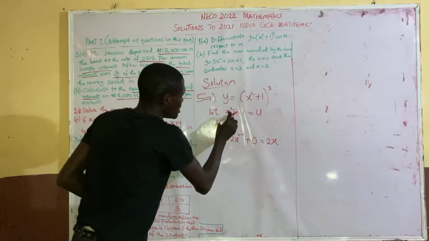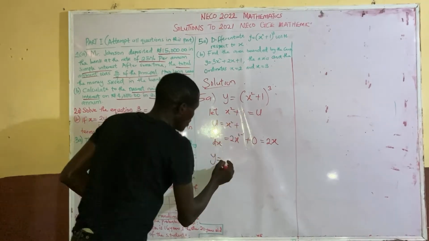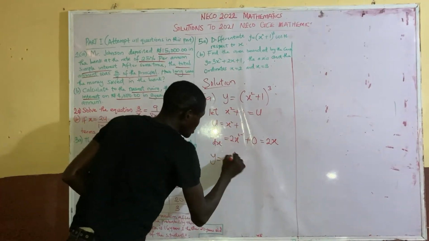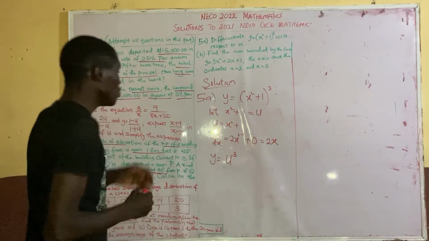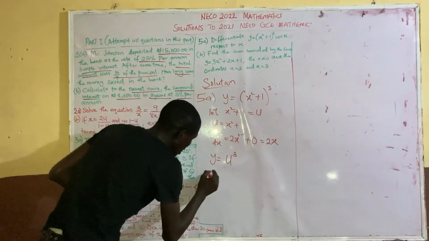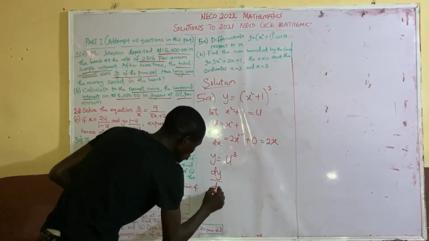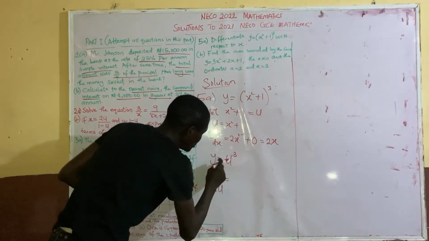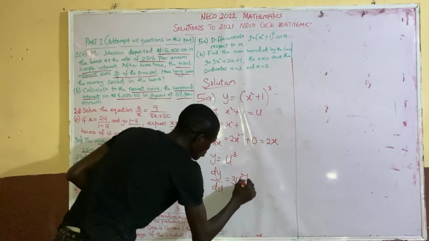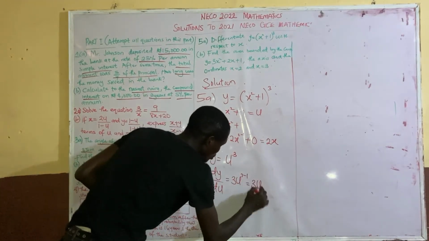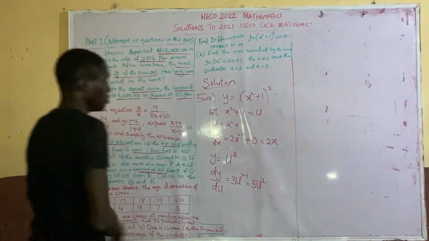Now coming back to y. You said let x squared plus 1 equal u, so we have y equal to u raised to power 3. Now you have to differentiate y with respect to u. So we have dy/du: 3 times 1, we have 3u raised to power 3 minus 1, which will be 3u raised to power 2.